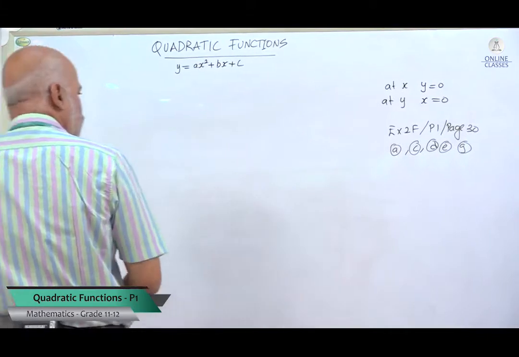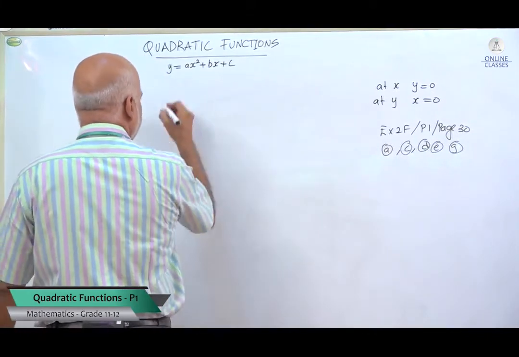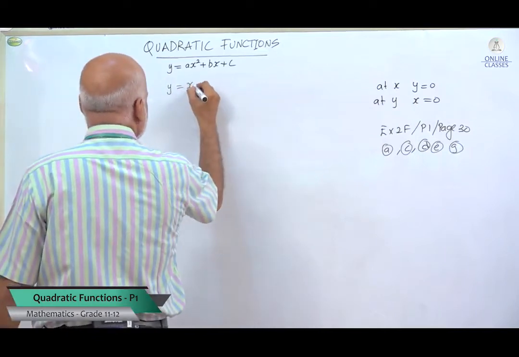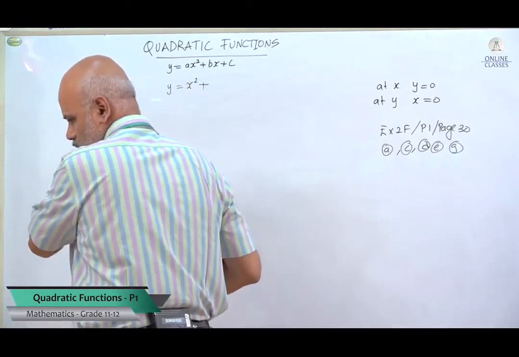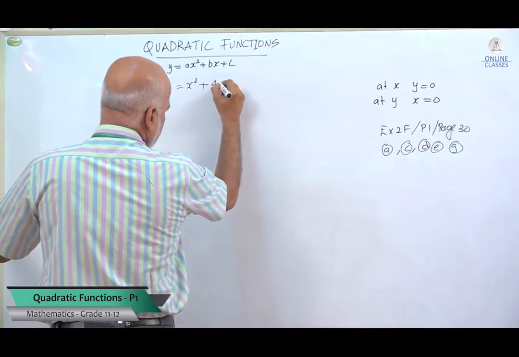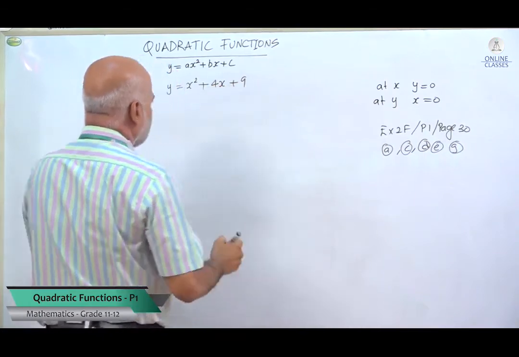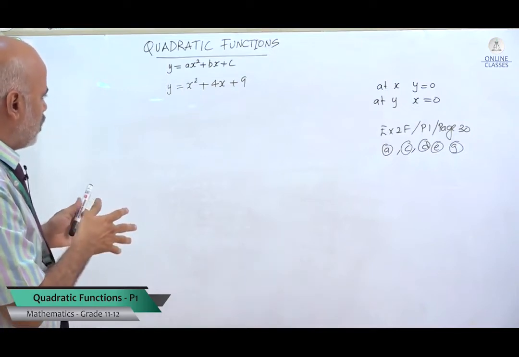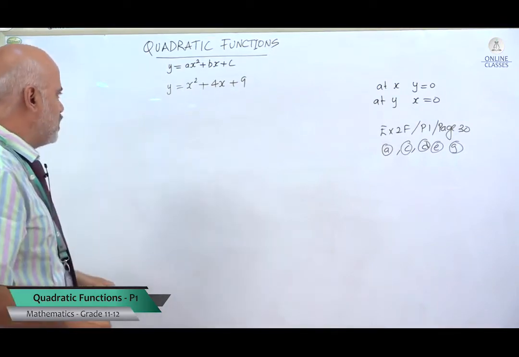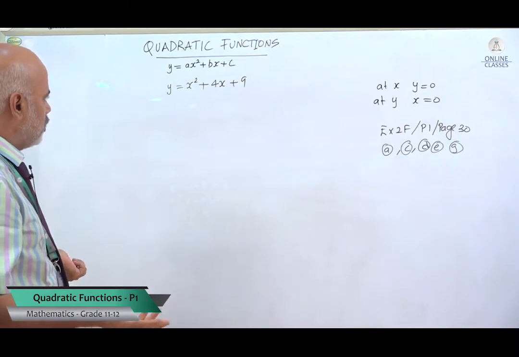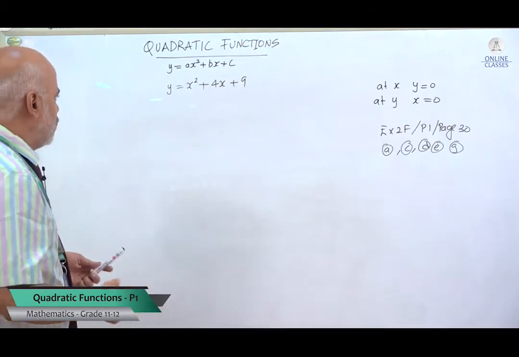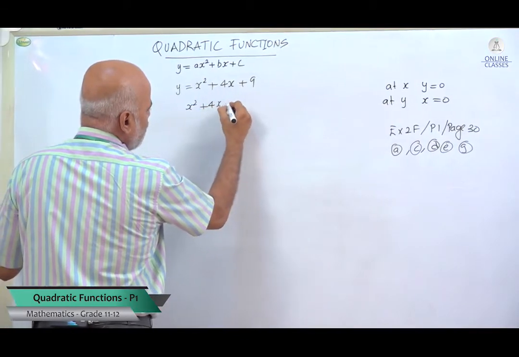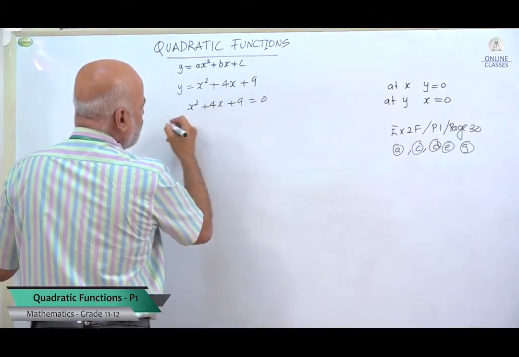Let's talk about a question of this category. y is equal to x square plus 4x plus 9. So this is a peculiar question basically. Normally, how do I try to draw the sketch of this function? I will try to solve the quadratic equation. That is, I will equate y to 0, then I will try to solve.